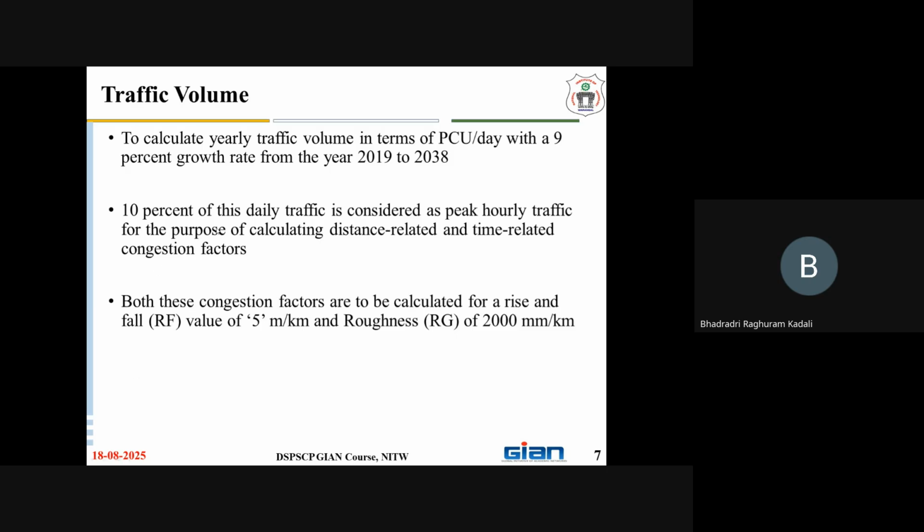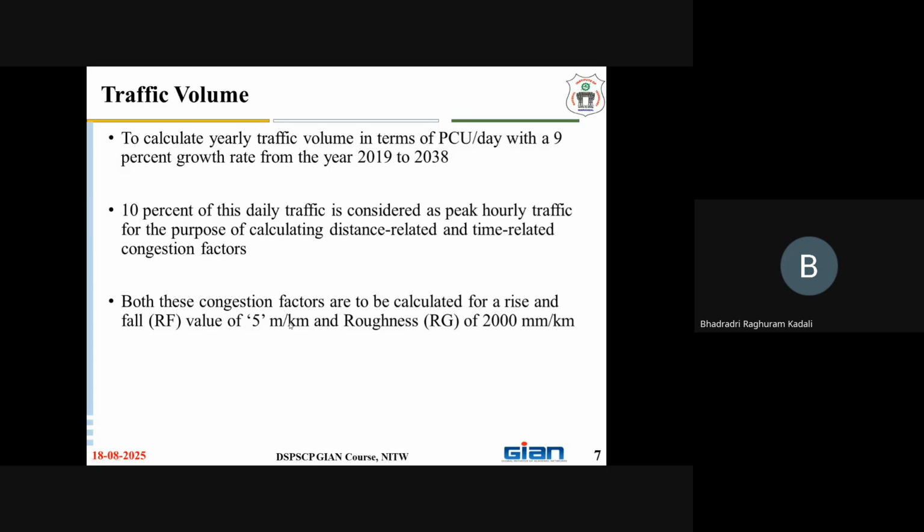Then 10% of this daily traffic is considered as the peak hour. So what is the average daily traffic corresponding to that? What is the change of the hourly volume between the peak hours of the day and the non-peak hours of the day? They have taken 10% of this daily traffic as the highest peak hour volume, for calculating the distance related and time related congestion factor.